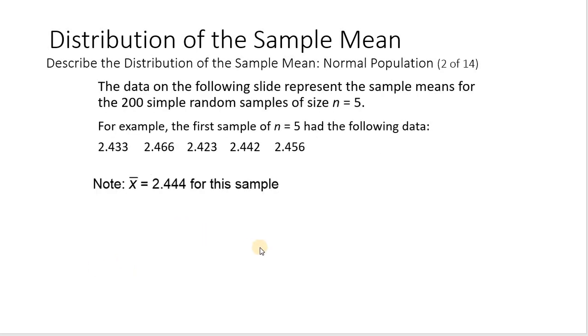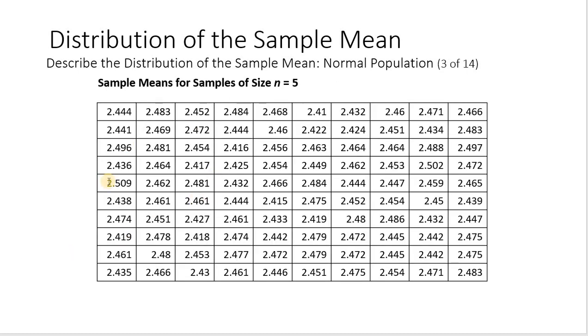The data on the following slides represent the sample means for 200 simple random samples of size 5, n equals 5. For example, the first sample has the following data: 2.433, 2.466, 2.423, 2.442, 2.456, and the sample mean for that specific sample is 2.444. So we take 200 samples of size 5, and for each of these samples we compute the sample mean x bar. So here are the data.